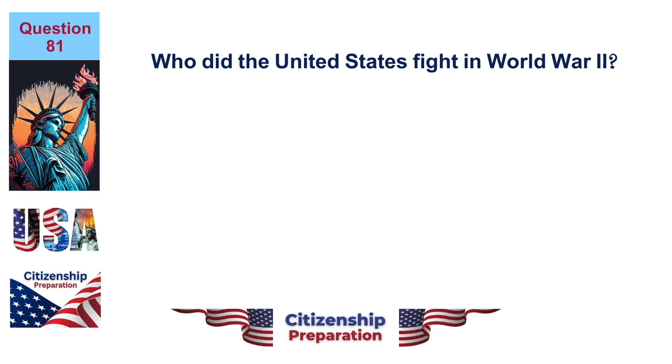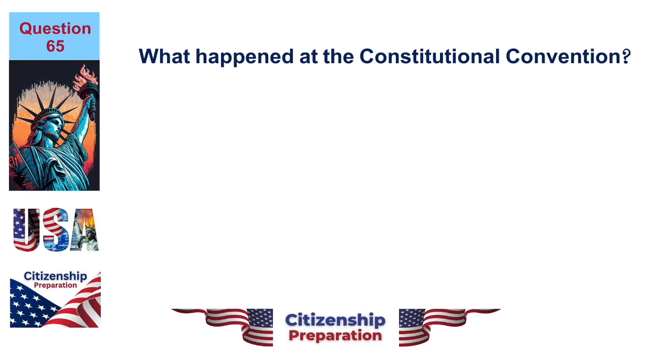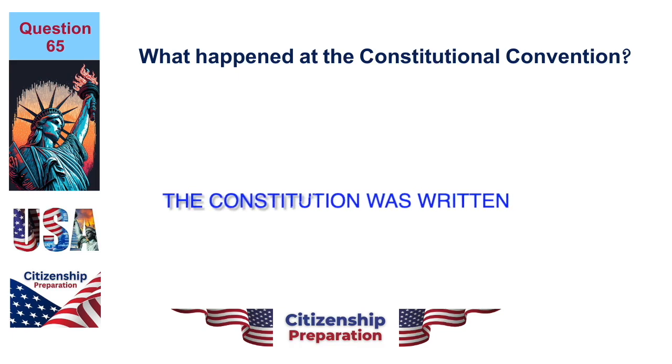Who did the United States fight in World War II? Japan, Germany, and Italy. What happened at the Constitutional Convention? The Constitution was written.